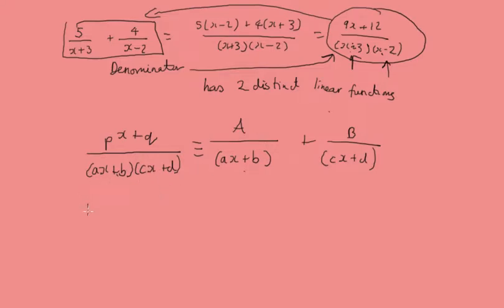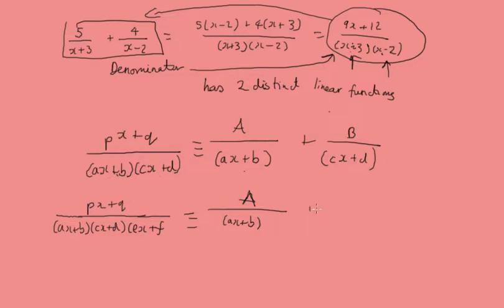We can take this a step further. Say we had (ax+b)(cx+d)(ex+f) in the denominator. It would be the equivalent of A over (ax+b) plus B over (cx+d) plus big C over (ex+f). So let's have a look at how to actually go about this. We're going to do an example to explore this further.